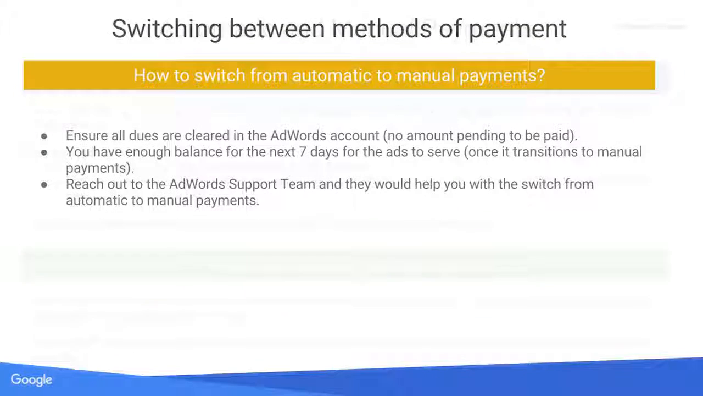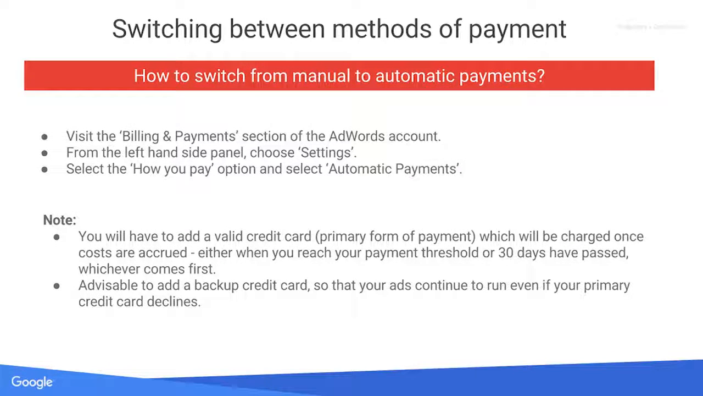To switch from automatic to manual payments, ensure that all of your advertising dues have been paid off and you have a credit balance which is enough to cover the next 7 days of your ad serving. You can then reach out to the AdWords support team to make the switch, since this is not something you can do on your own at the moment. You can switch from manual payments to automatic payments at any point in time.